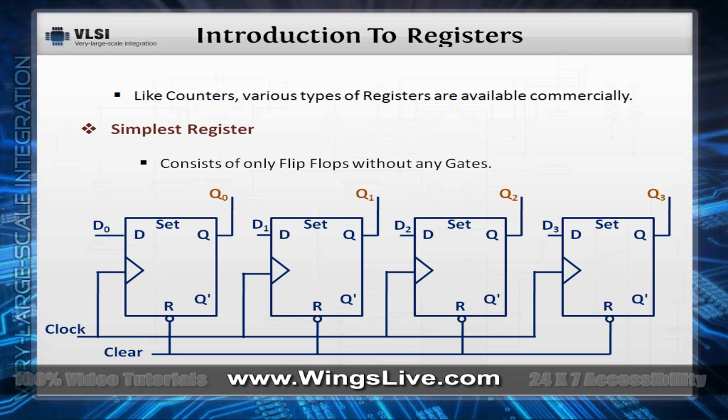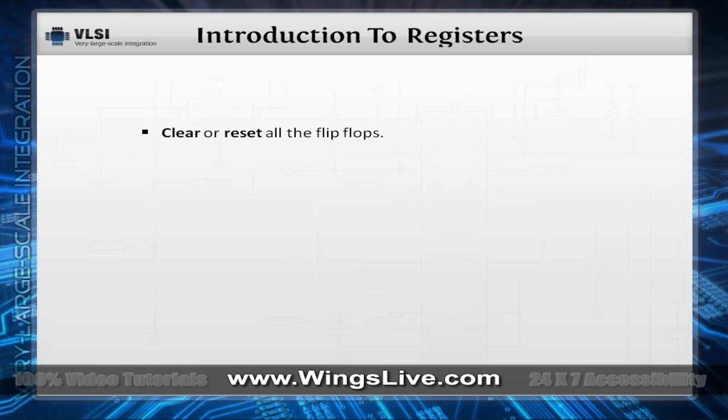Here's the circuit for you. From this circuit, it is clear that the register is constructed using 4 D flip-flops. Here we have 4 inputs, 4 outputs, clear signal, and a common clock for all flip-flops. Now, let's see how it works. First, we need to clear or reset all the flip-flops. Then we will apply the clock pulse to all the flip-flops simultaneously.